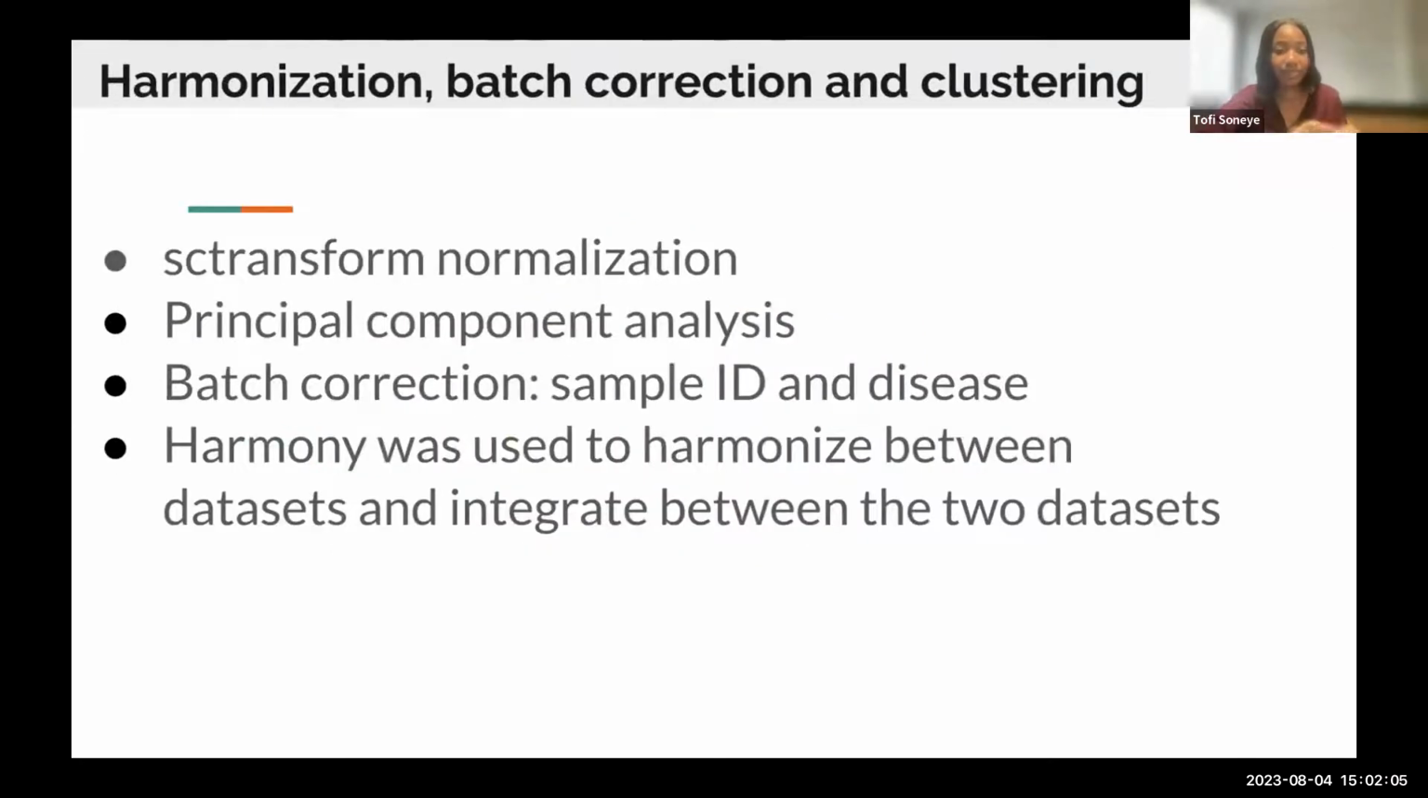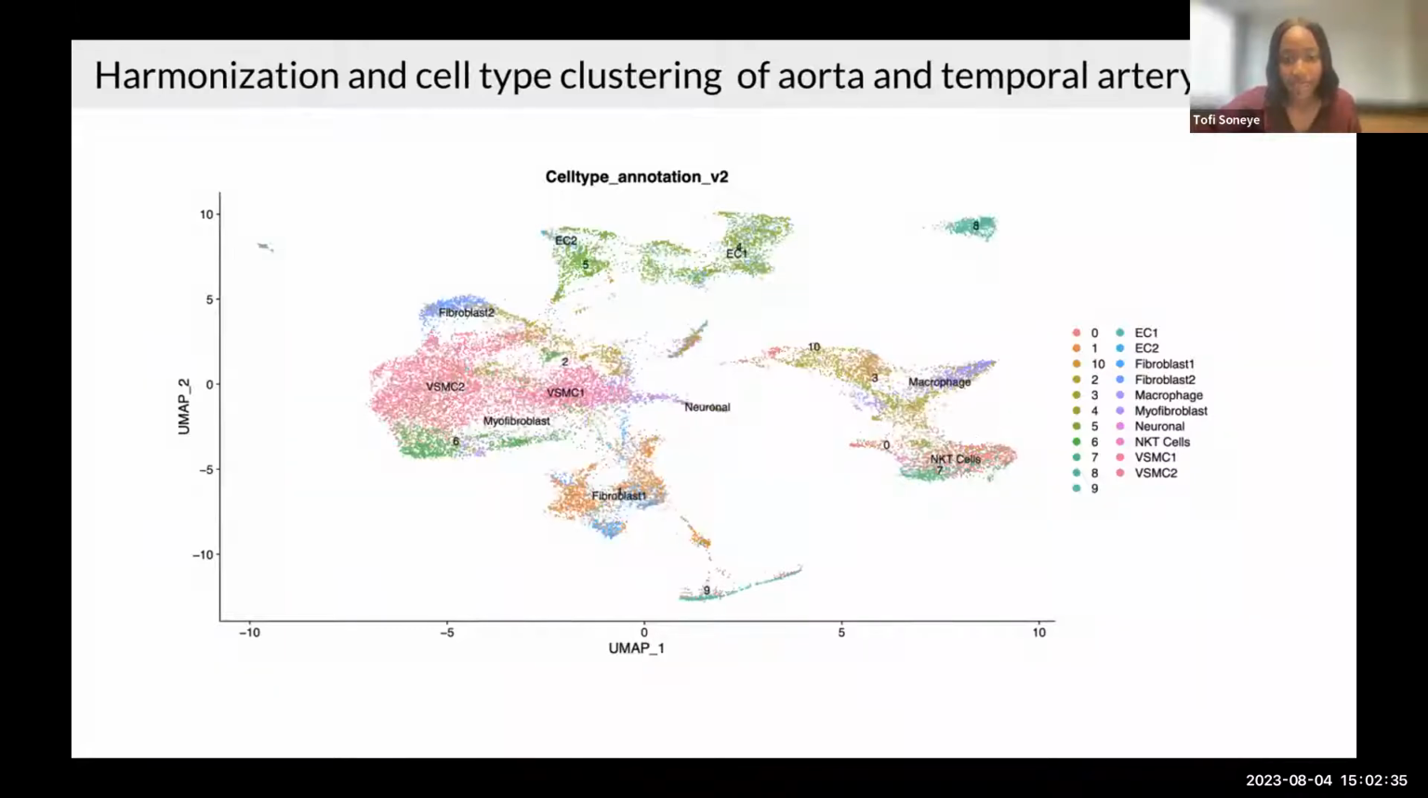We used Harmony, which basically involves integrating two data sets and plotting them on a common plane where you can compare both accurately. Here we used batch correction to correct for sample ID and disease. Batch correction basically removes technical variation and drives more accurate results. So here we were able to see how the cluster numbers aligned and overlaid nicely with the cluster names that we already had.